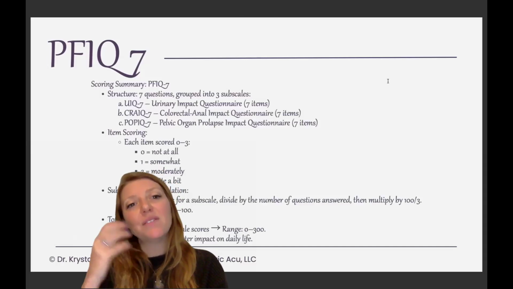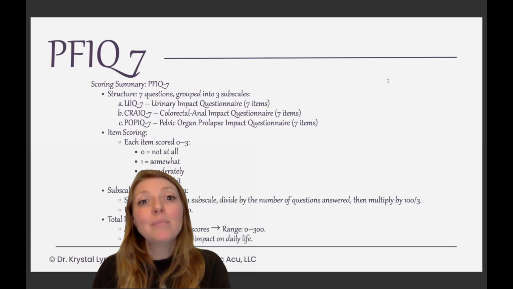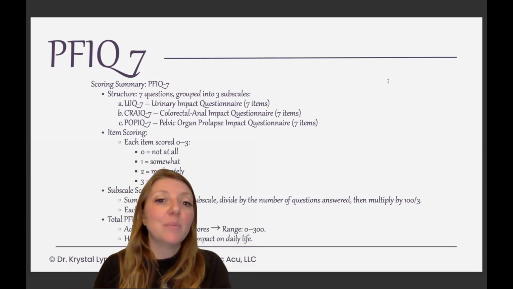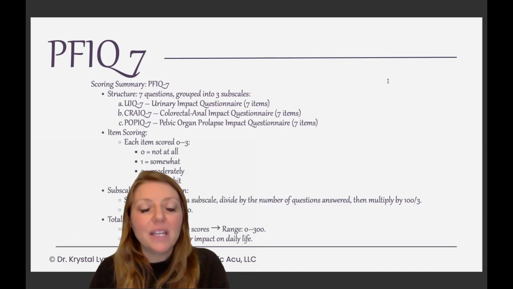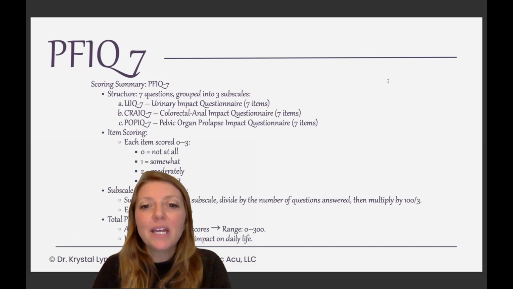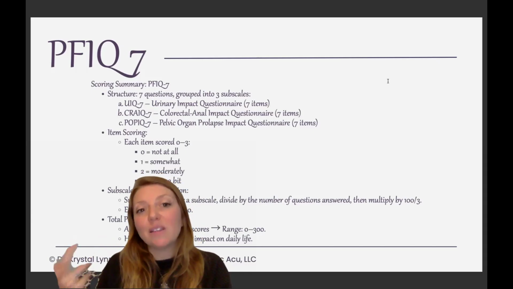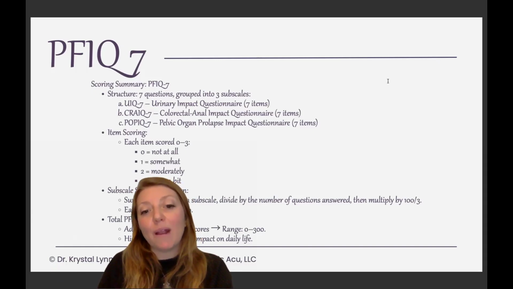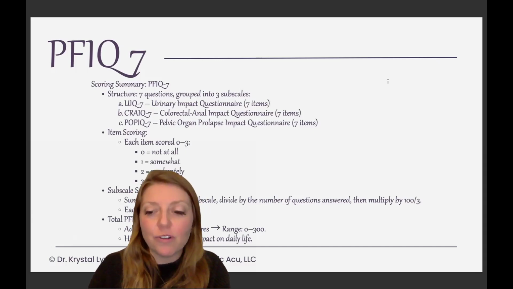So once again, I've summarized the scoring here for you. It's the same sort of system of the urinary impact, the colorectal, and then the pelvic organ prolapse impact. Each item has a score to it. And then we use the same range that the PFDI 20 did. So the higher scores are going to have the greater impact upon quality of life. It ranges from 0 to 300.